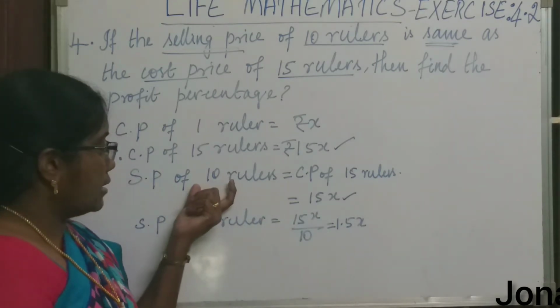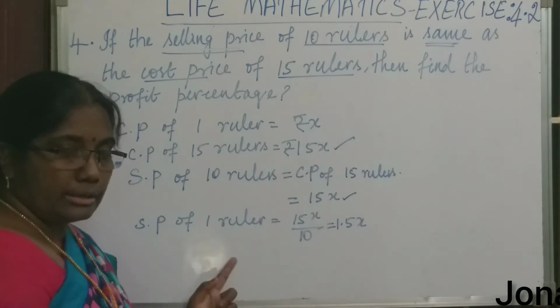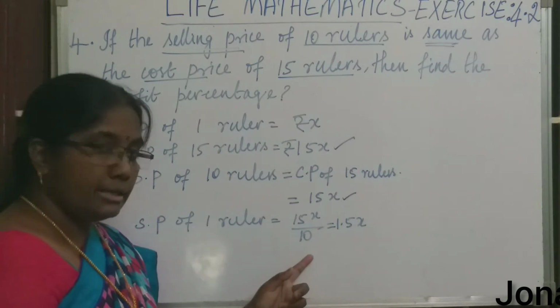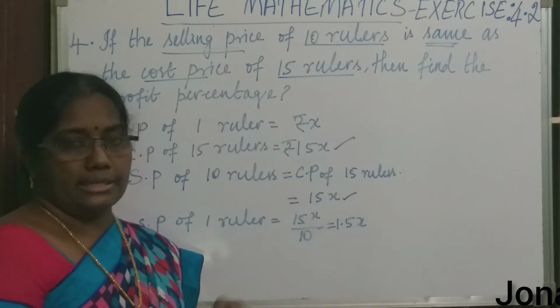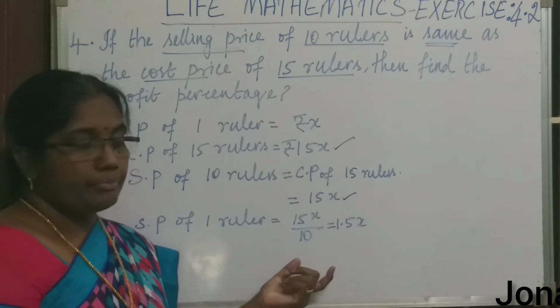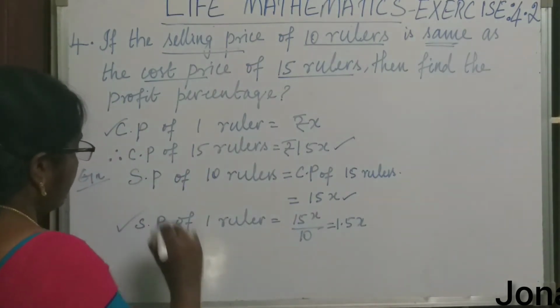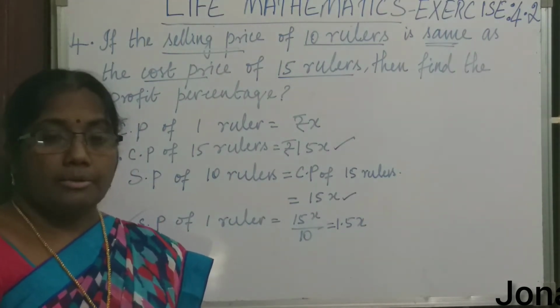Okay, the cost of 10 rulers is 15x. For the cost of 1 ruler we divide by 10, so 15x divided by 10 is nothing but 1.5x. So this is the SP now. So now I have the cost price of 1 ruler and the selling price of 1 ruler. From these two I want to find the profit.